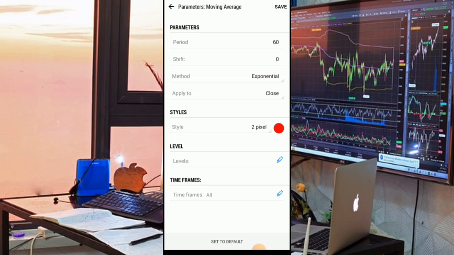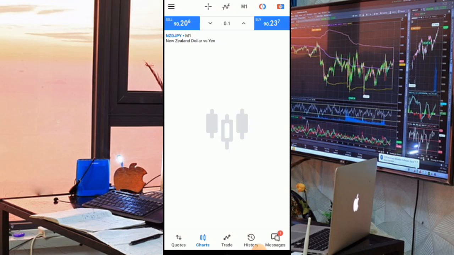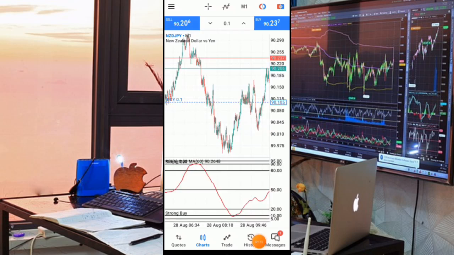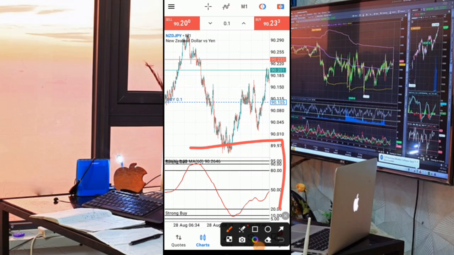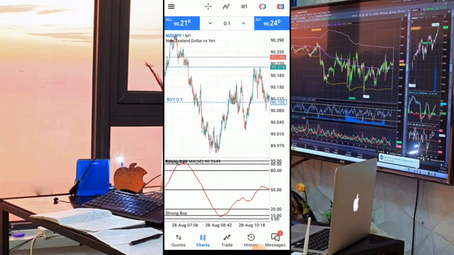And please, once again, just make sure you put the settings as I have. So for period, you put 60, shift 0, exponential, close, 2 pixel, and then you click save. Now we can go back to the chart and see what we were talking about. Basically what we were trying to do was to recalibrate our RSI and our moving average. So now this is how it's going to go down.